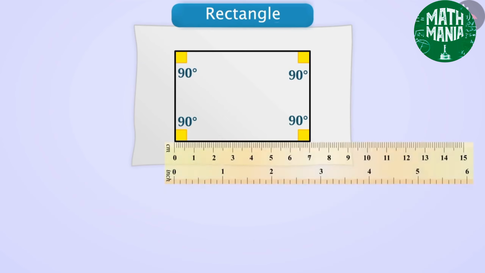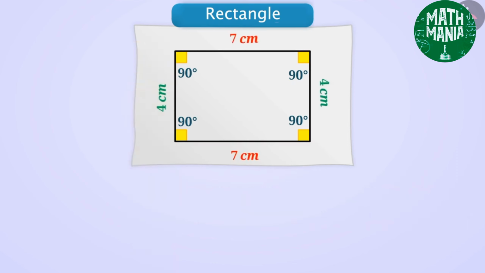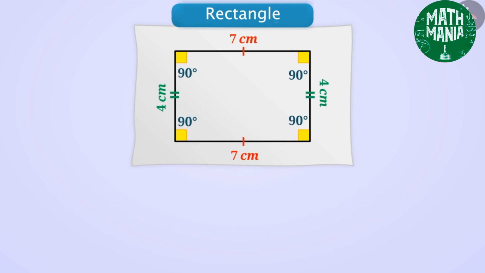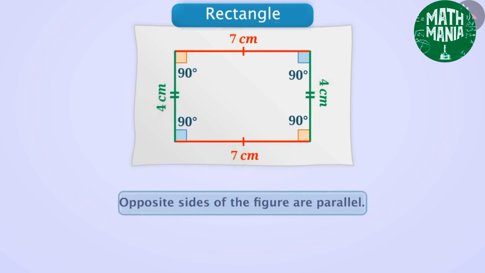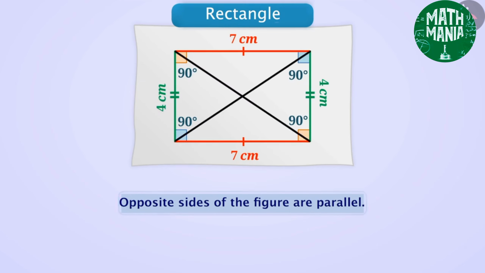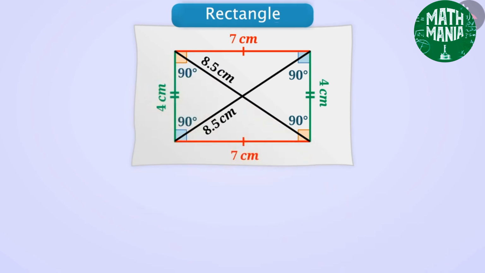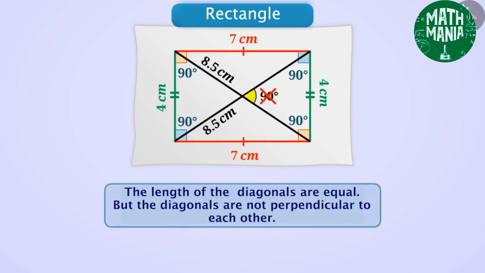Similarly, if you take a ruler and measure the length of its sides, then you will find that opposite sides of this figure are equal. Here we can also observe that opposite angles are equal and they are right angles. Since there is the equal distance between the pair of opposite sides, we can say that opposite sides of this figure are parallel. If we make two diagonal lines and measure their length, we will find them to be equal. But they do not intersect each other at 90 degree, means they are not perpendicular.